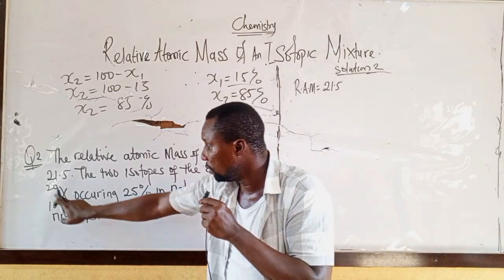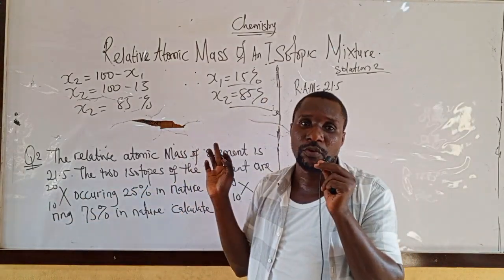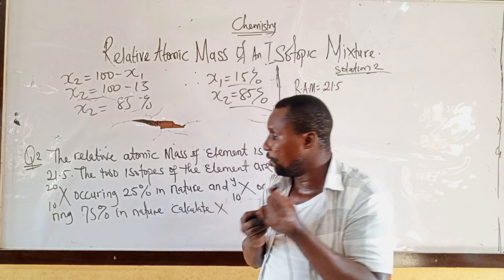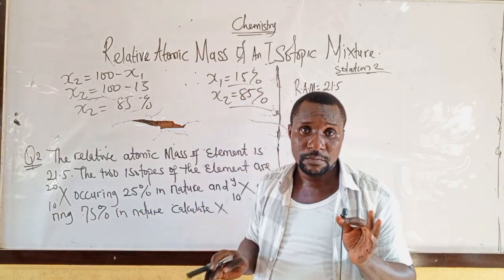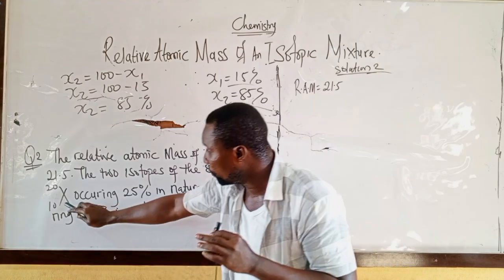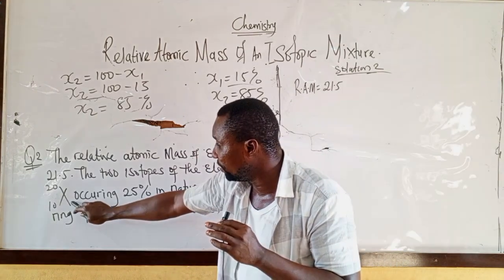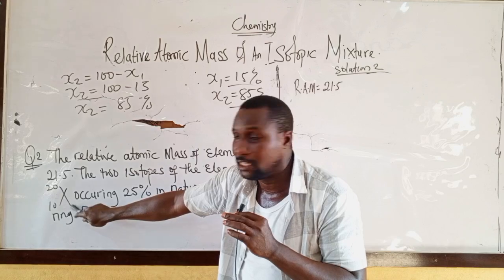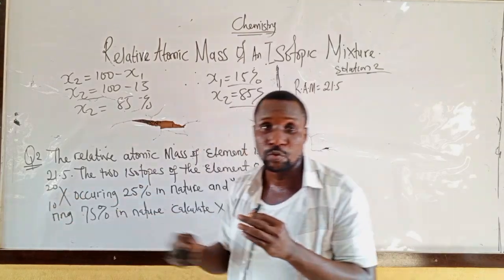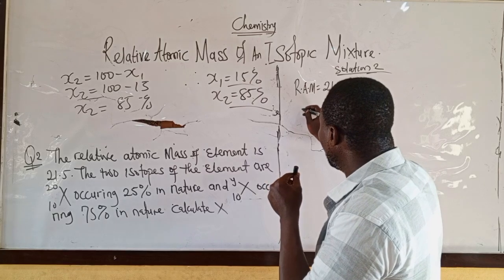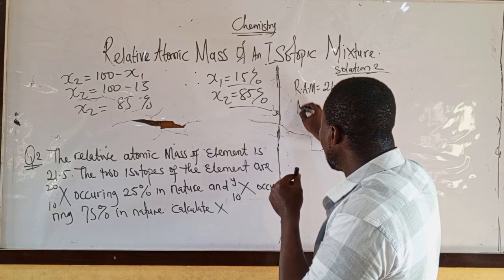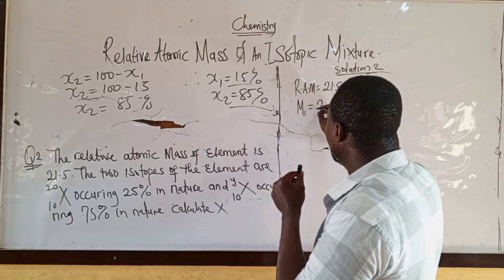this is the first one, the mass number. What I need is just the mass number. I don't need the atomic number, I don't need this one that is down. What I need is the mass number. For this first isotope X of the element, the mass number is 20. For the first isotope, that is M1, it is 20.